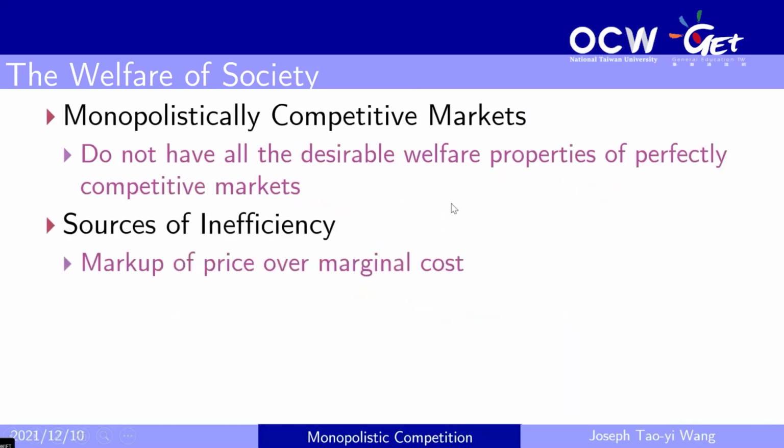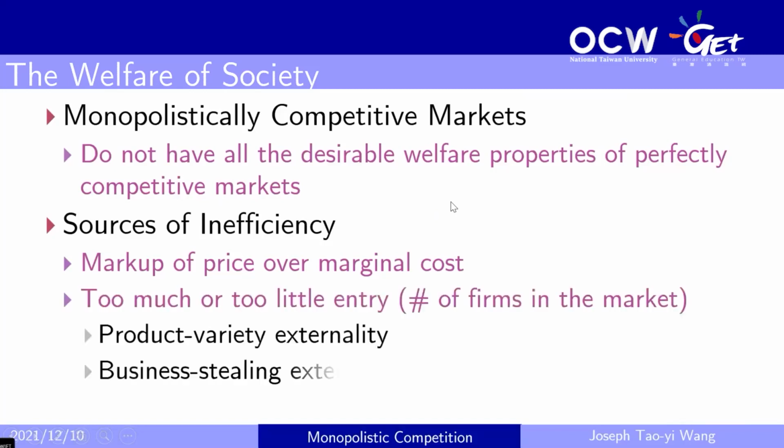So what this means is that total surplus is not maximized because the marginal cost for producing the last unit is much lower than the marginal value that the marginal buyer is enjoying. So increasing production, increasing quantity would actually increase total surplus for the society, but that's not happening. There could also be a problem about having either too much or too little entry in this market. So here we have two externalities. One is product variety externality, the other is business stealing externality.